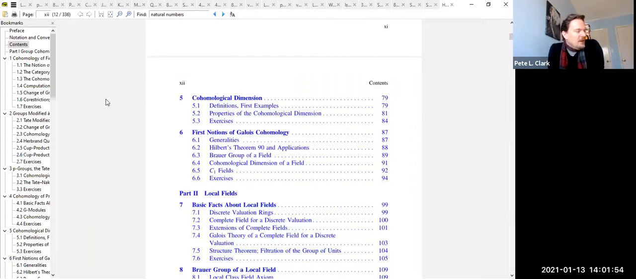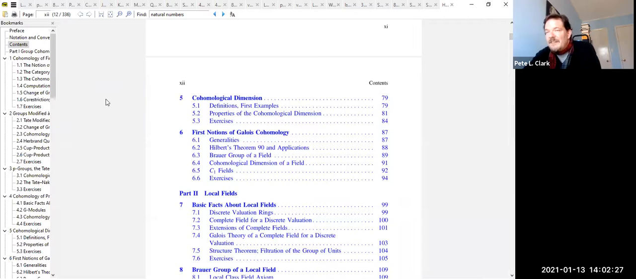And what is class field theory? Class field theory is some mechanism for understanding the Abelian Galois extensions of a field using data internal to the field itself. So that's kind of the slogan of class field theory. It's some kind of useful systematic procedure for studying finite Abelian extensions of a field.